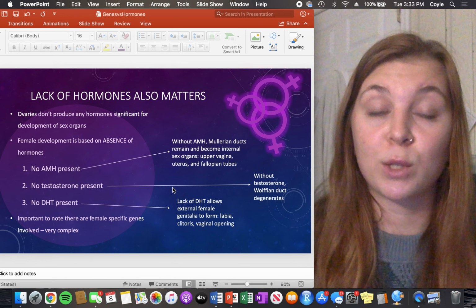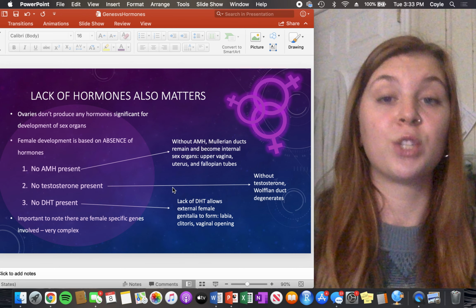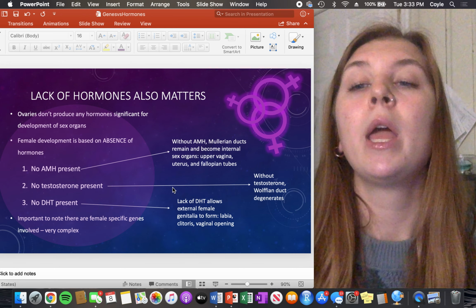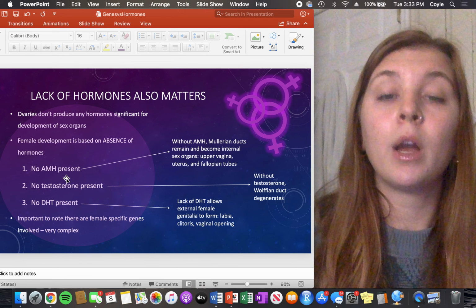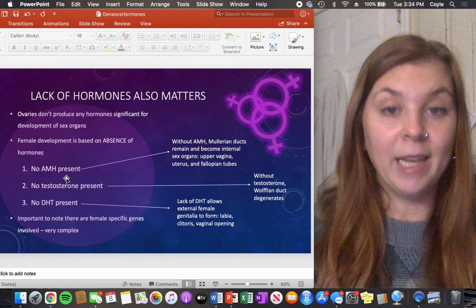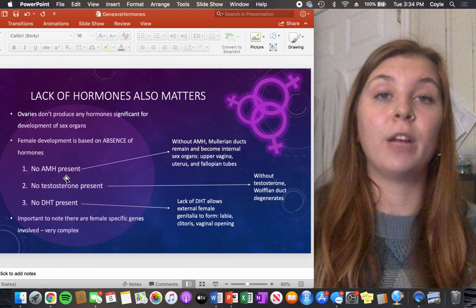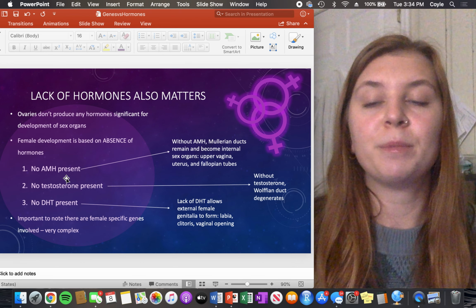I know you probably think I was going to talk about estrogen, but I'm not. It has absolutely no role here whatsoever. So female development is based on the absence of three hormones. Without anti-Müllerian hormone, the Müllerian ducts do not regress. They stay, and they become the internal sex organs, the upper vagina, the uterus, and the fallopian tubes.